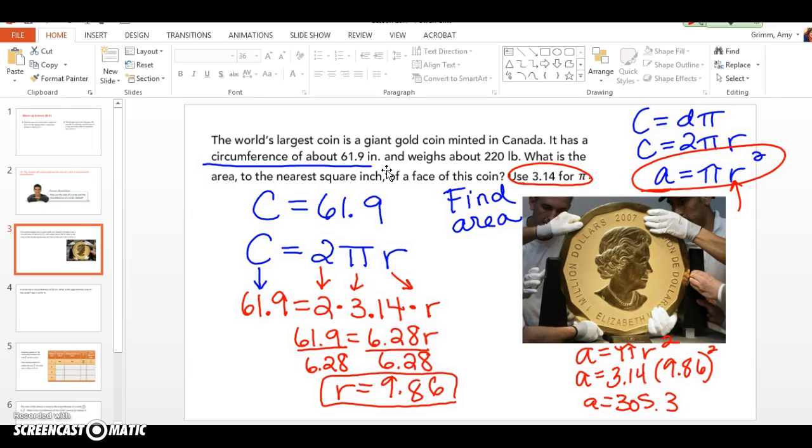And what was this in inches? Okay, so area equals 305 square inches. Questions on that? Is that okay? It is a long process.